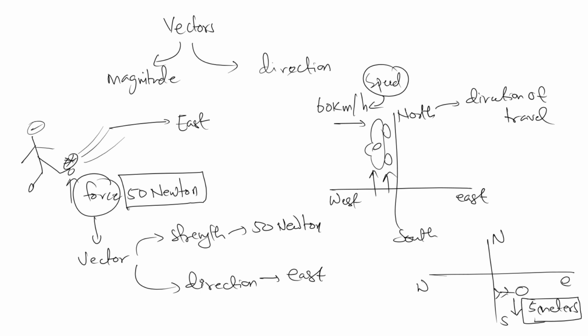Importance of scalars and vectors. Understanding the difference between scalars and vectors is crucial for solving various real-world problems, especially in physics and engineering. For example, when analyzing the motion of objects, one must consider both the distance traveled, which is scalar, and the direction of travel, which is vector.